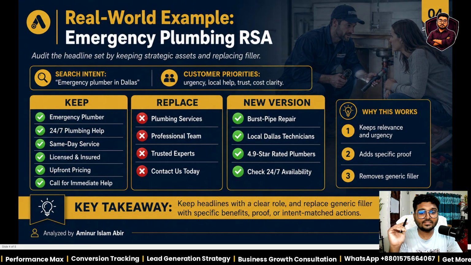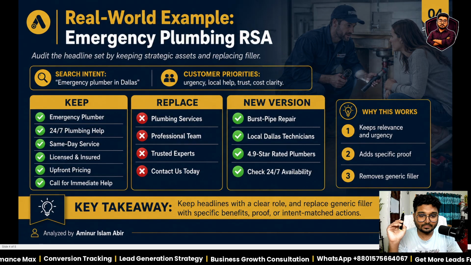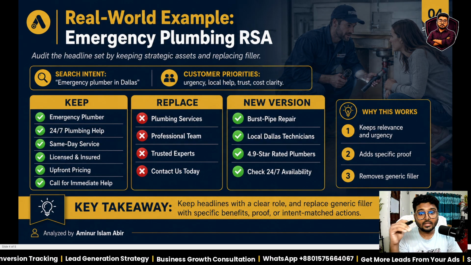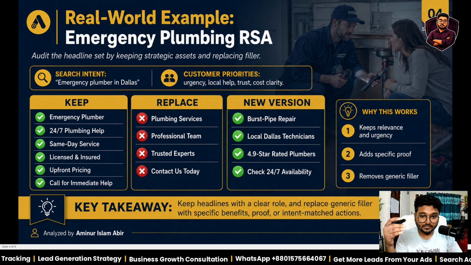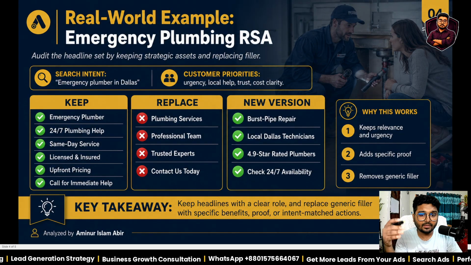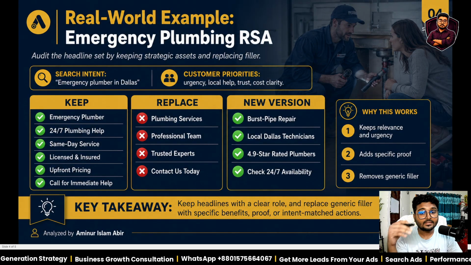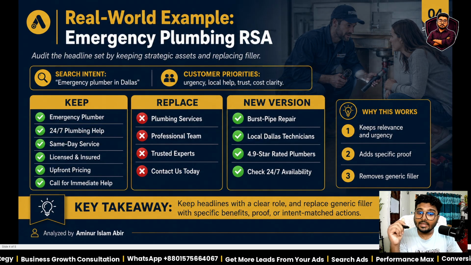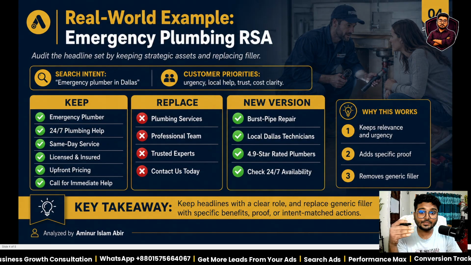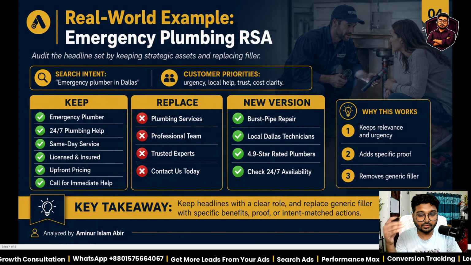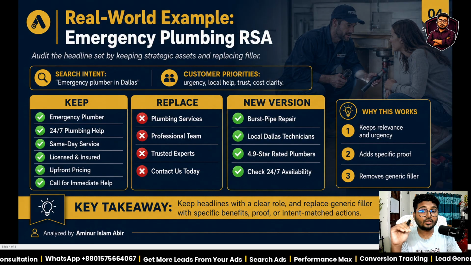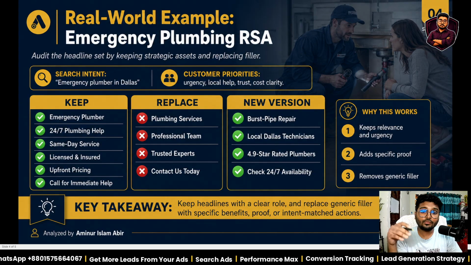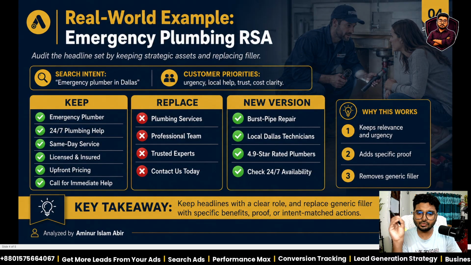Now let's review the current headlines. Emergency plumber: this gives clear service relevance. Keep it. 24/7 plumbing help: this shows urgency and availability. Keep it. Same day service: this gives a customer benefit. Also keep it. Licensed and insured: this gives real proof and reduces risk. Keep it. Upfront pricing: this reduces price fear. Keep it. Call for immediate help: this is a clear CTA. You should also keep it.